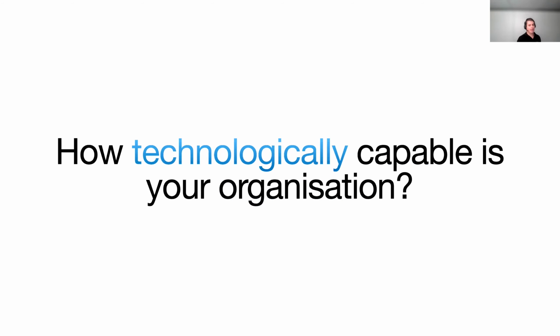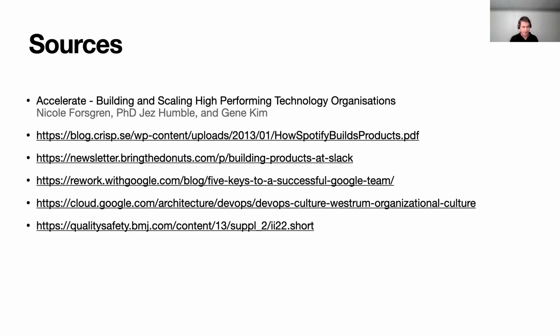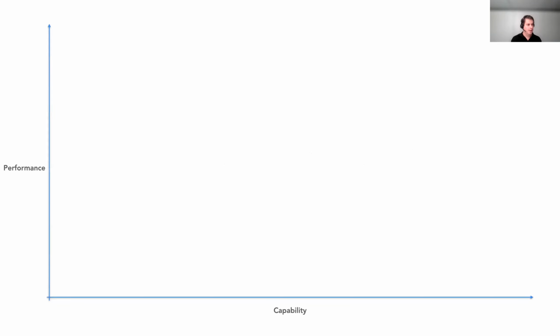What do I mean by that? Well, imagine this. Oops, sorry, I messed up a little bit. Yeah. So imagine you have these two axes, performance and capability.